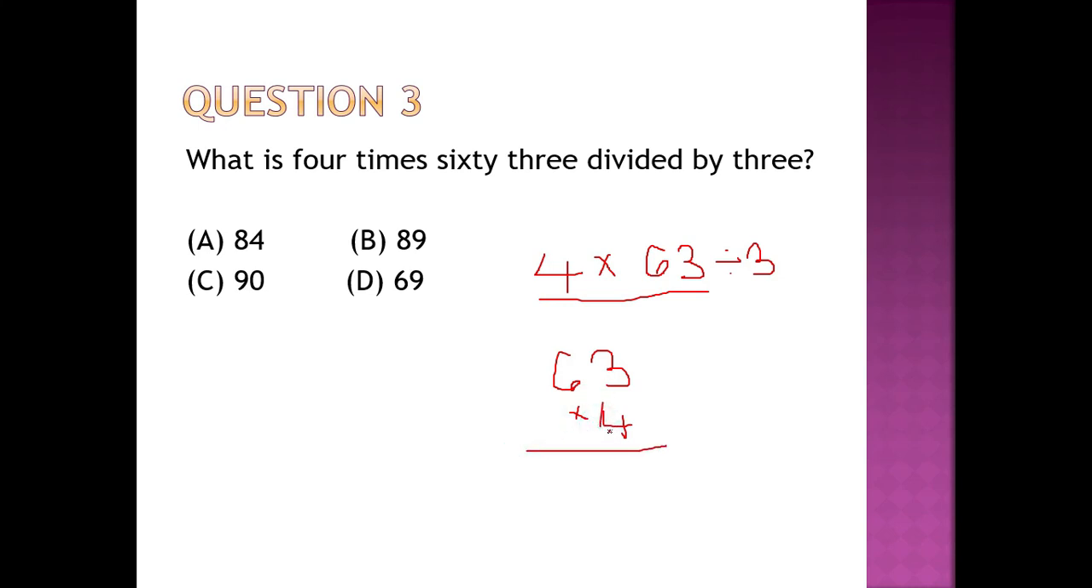3 4s or 4 3s is 12, right? We carry 1. 4 6s are 24 and 1 is 25. So this is 252. So now we have the answer to the first part. Now we have to divide this by 3. Let's go over here. 252 divided by 3.